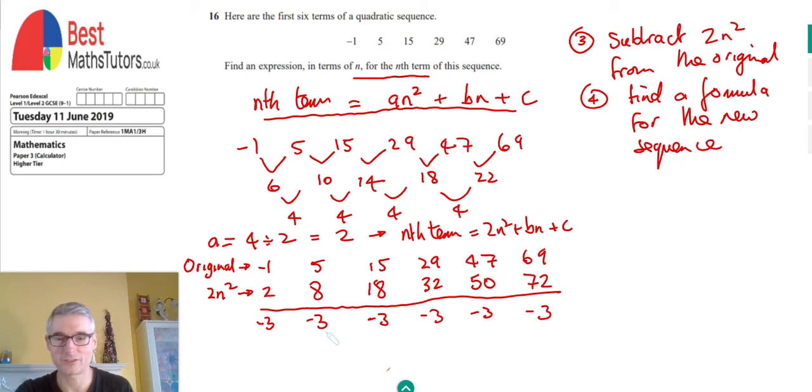Well, in this case, it's actually simple because it's just -3. So the nth term of this sequence is just -3 because it's the same all the way through. So we've just got -3. And then finally, the final step is we just bring together the two sequences. So step 5, bring together the two sequences.